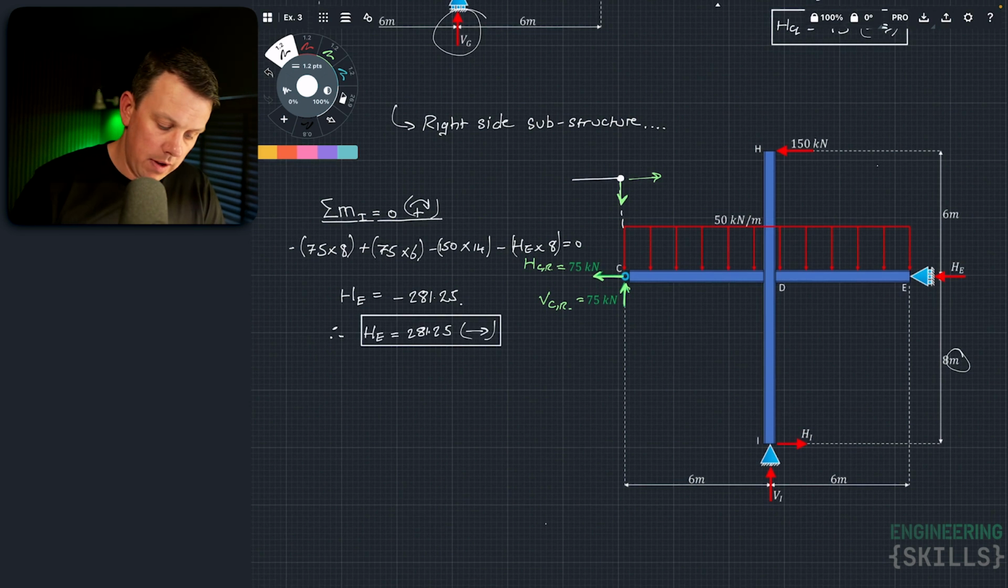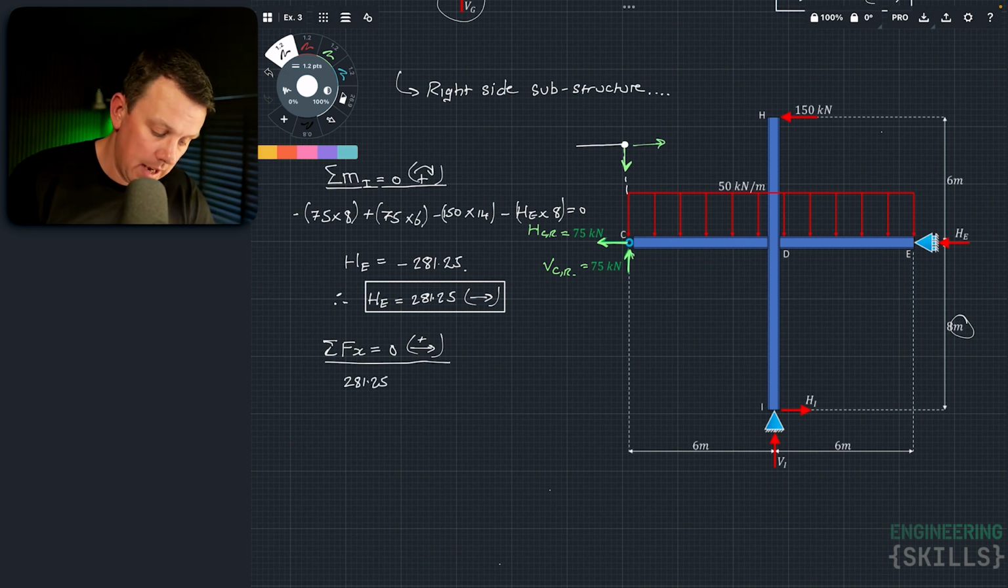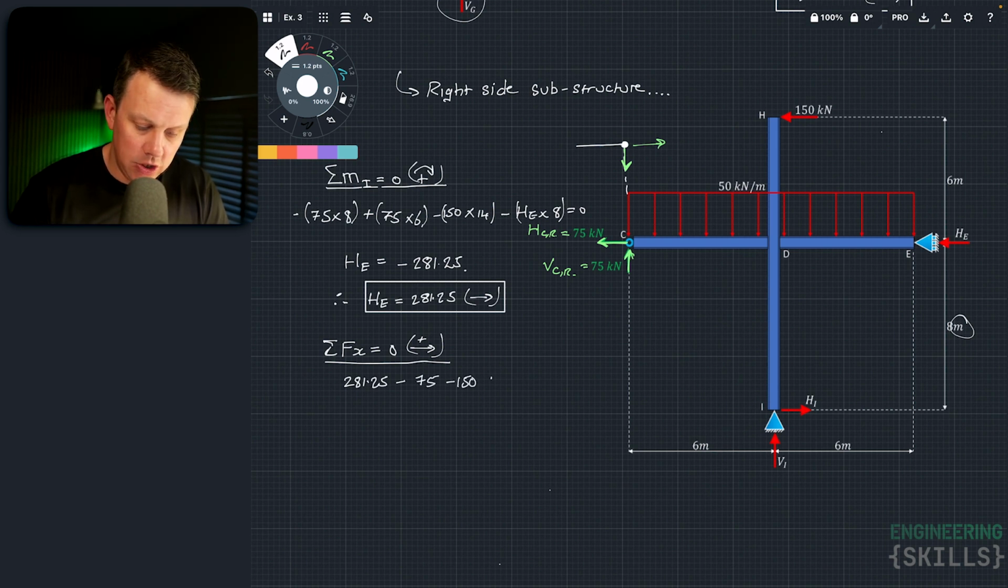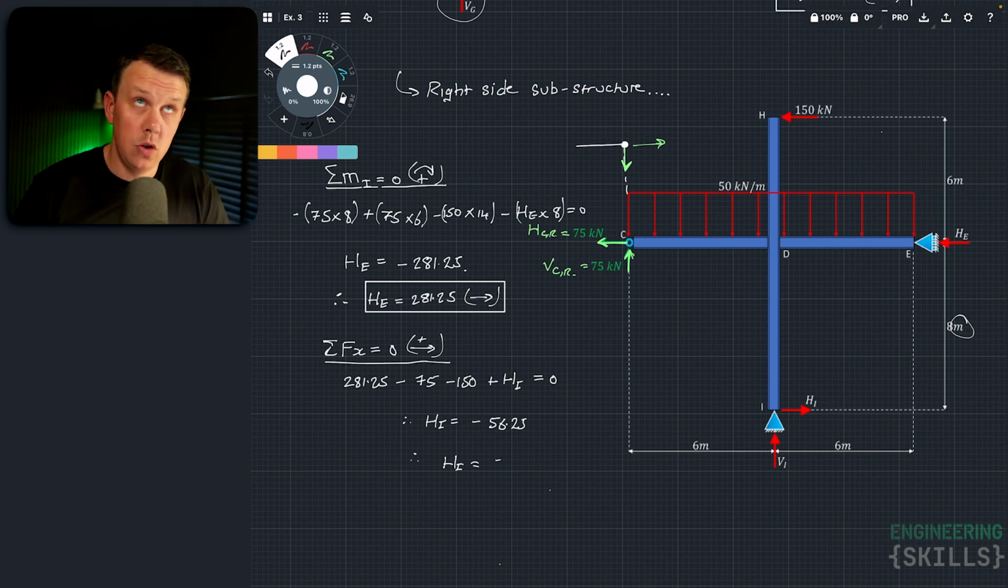All right, let's look at the sum of the forces in the x direction next. So we've got straight away HE, which is 281.25. We know that points to the right, so we'll have it in as a positive number. Minus the 75 for HCR, minus the 150 up at H, plus HI equal to 0. And therefore HI is again a negative 56.25. Therefore, HI is actually equal to 56.25 pointing to the left.